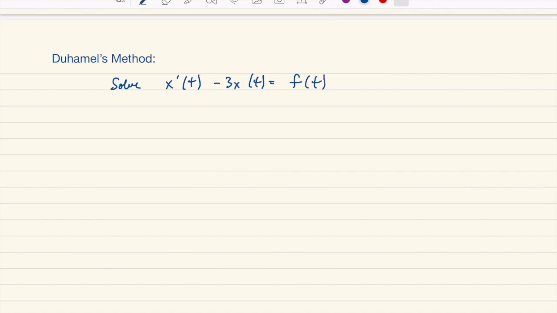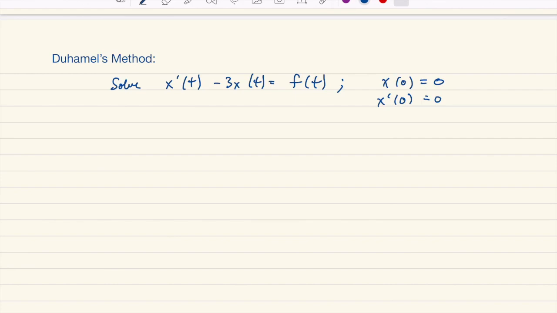where I'm not going to tell you what f is, right? I want to do this just for a general function f. Here we want x of 0 to be 0 and x prime of 0 to be 0. So we have our two initial values. And what we're going to do is throw everything that we have at this problem. We're going to need a few things here.